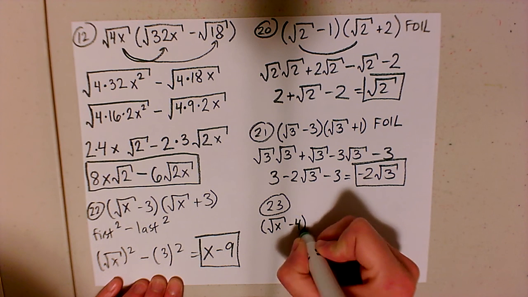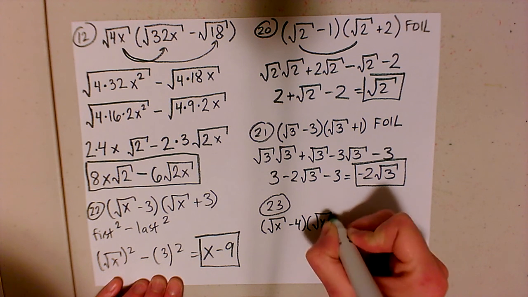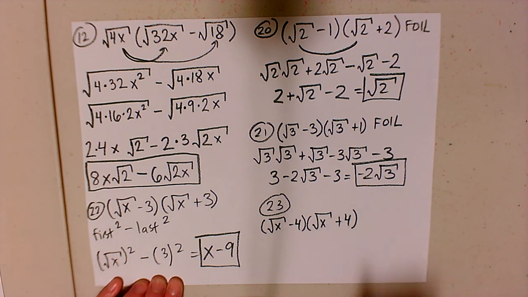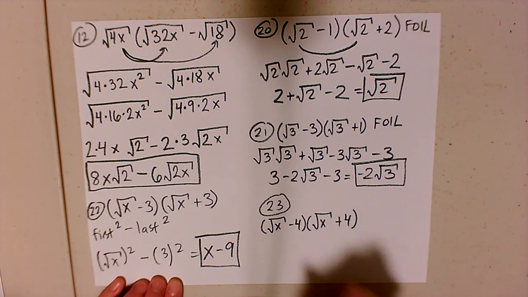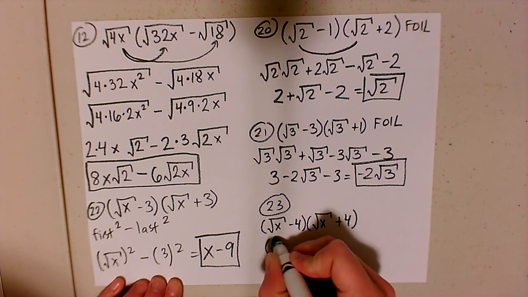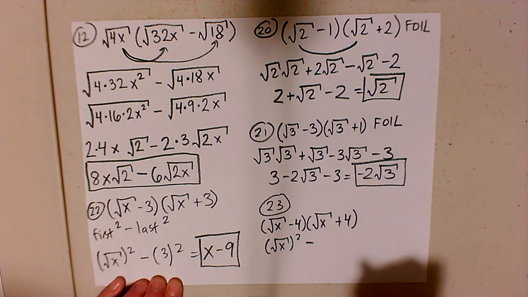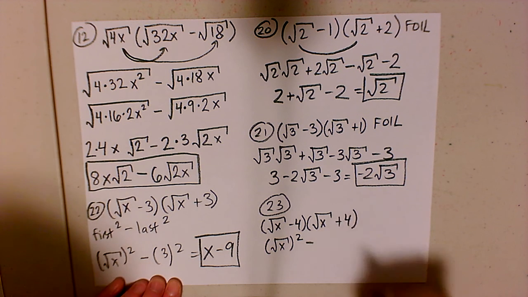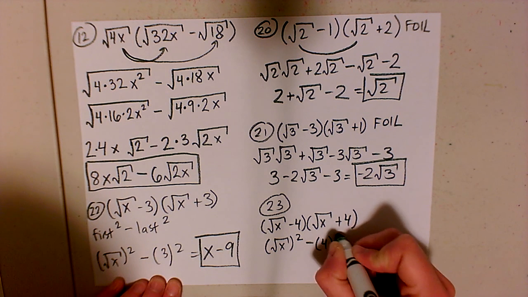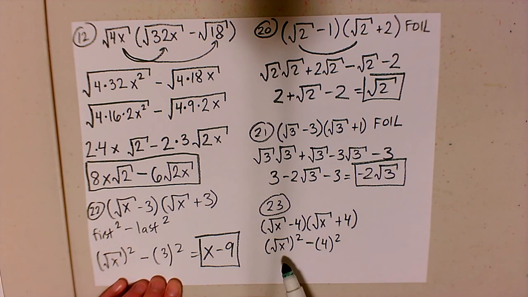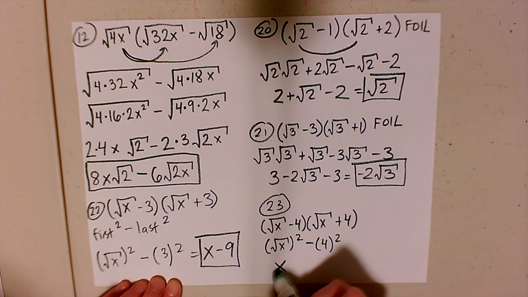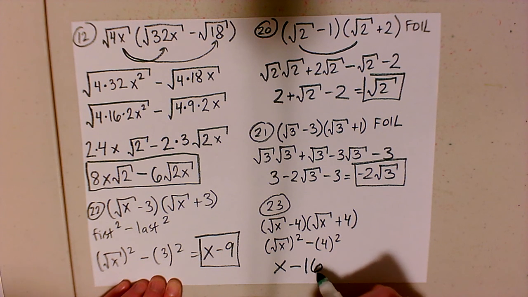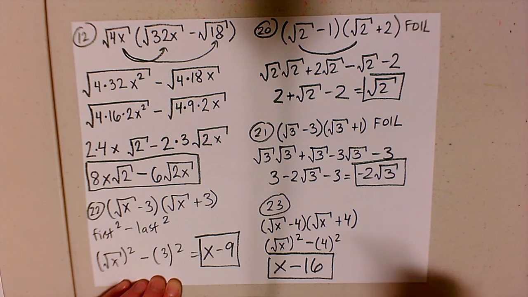And so then we can do the same thing for number 23, which is going to be root x minus 4 times root x plus 4. So we'll do our first squared. So again, we'll have root x squared minus our last squared, right? So minus 4 squared. So we know root x squared is x, and then 4 squared is 16. And so your answer is just x minus 16. So that's the end of 723, and so hopefully you know enough to try the homework.